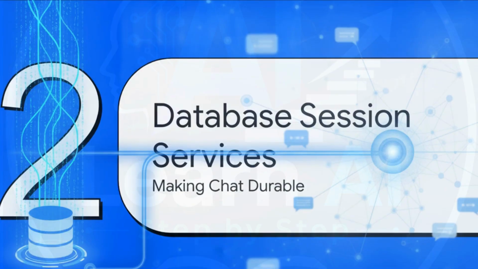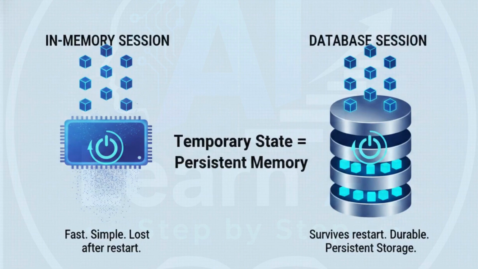Moving to Section 2, Database Session Services. Let's look at how we can make that immediate chat durable. Now check out the stark difference in how we can handle data storage here. By default, you're usually using an in-memory session service. It's lightning fast because it uses immediate RAM, but the catch? It clears out entirely on a restart. It's literally like writing on a whiteboard that just gets wiped clean at the end of every day.